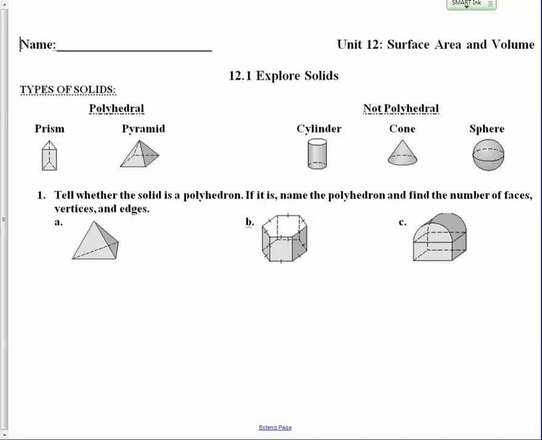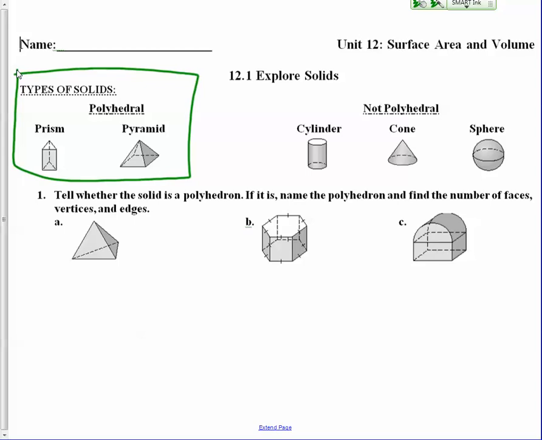Hello Stonehill students. Today we will talk about surface area and volume of solids. We will learn about two types of solids. Take a look at the first one. There are no curved surfaces whatsoever. We call each one of them a polyhedron.